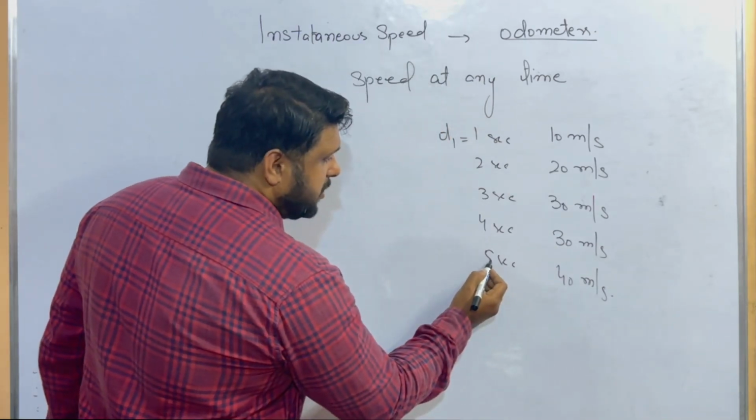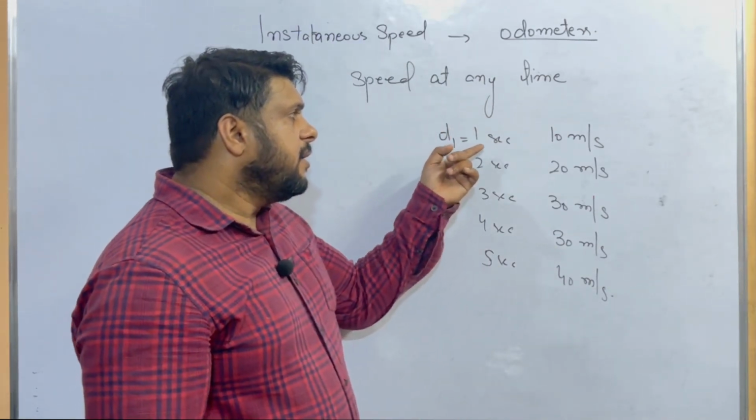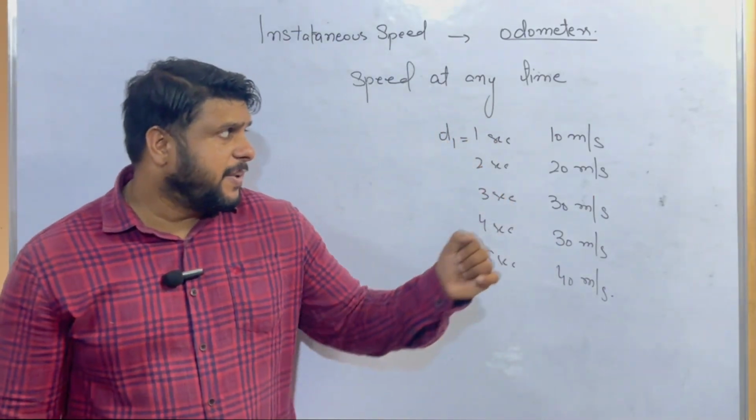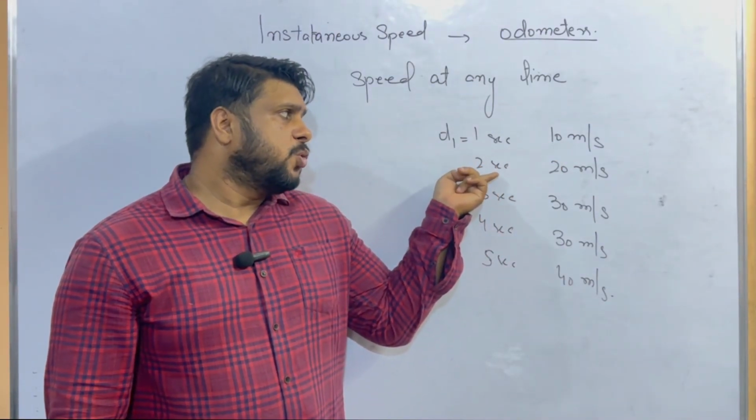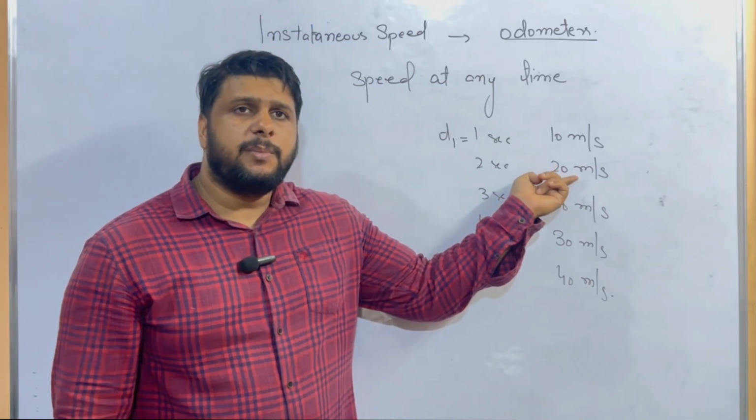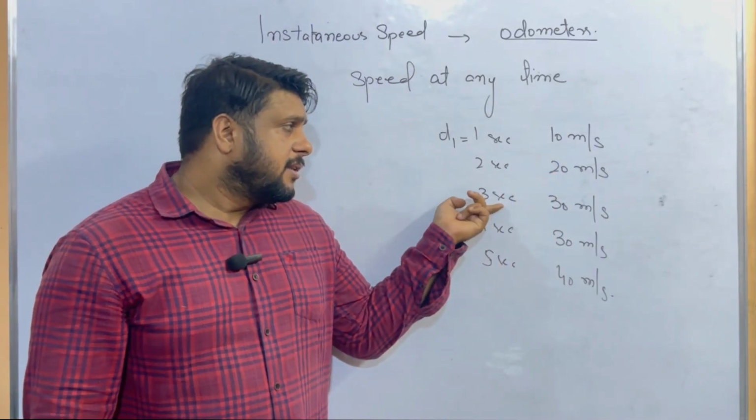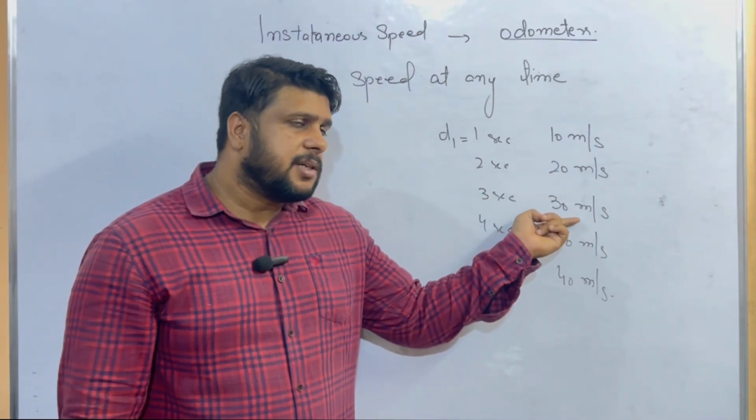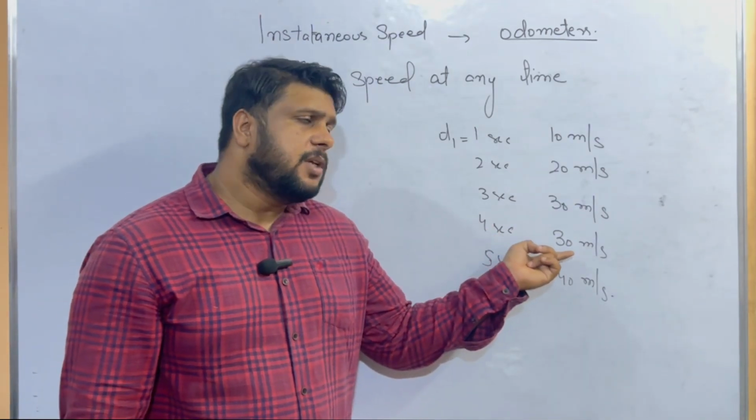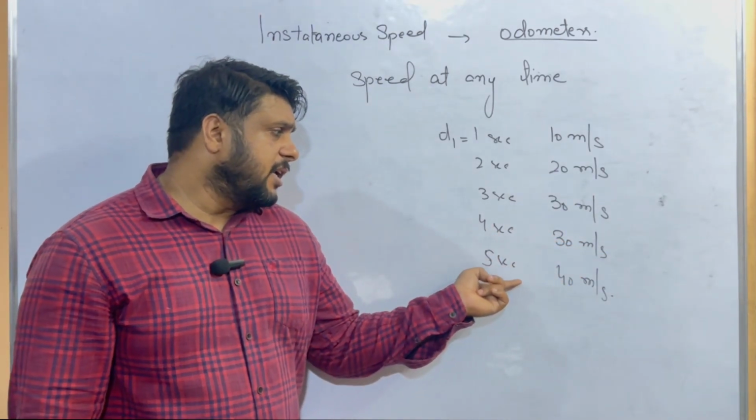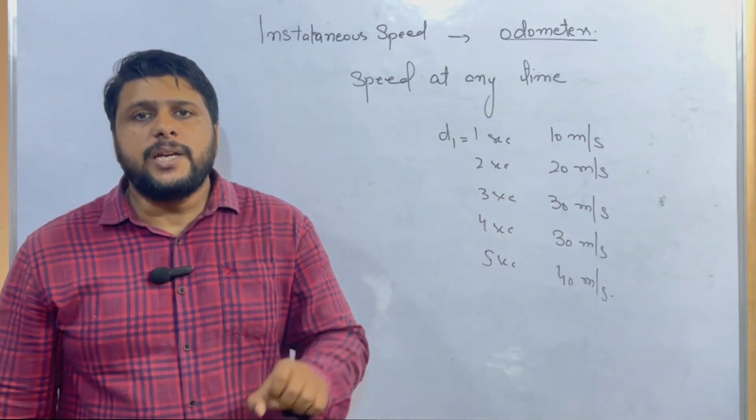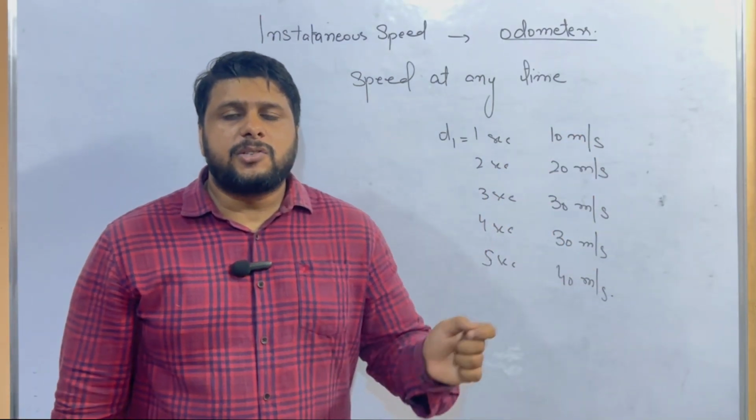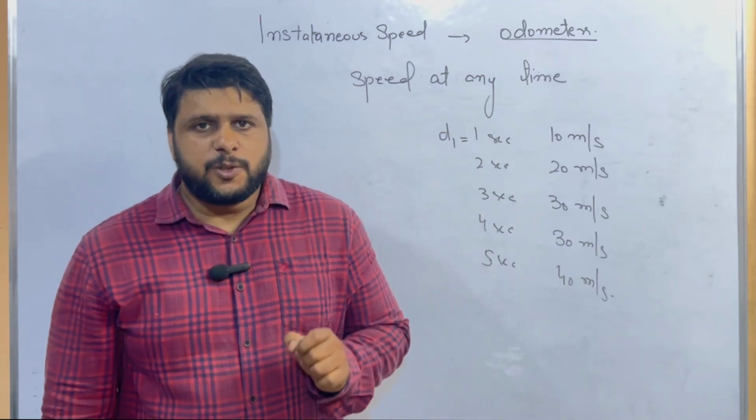So here I am telling you guys that when the time was 1 second, my speed was 10 meter per second. When my time was 2 second, my speed is 20 meter per second. And at 3 second, the speed is 30 meter per second, and at 4 second also 30 meter per second, and at 5 second 40 meter per second. So what are these speeds? These are instantaneous speeds. Okay, at every instant, what was my speed.